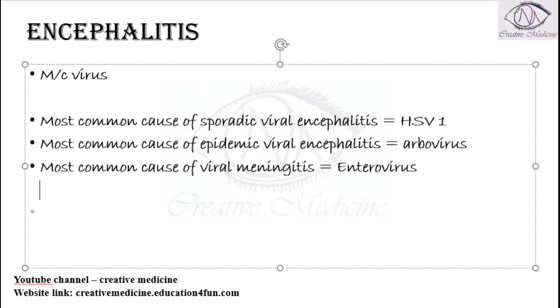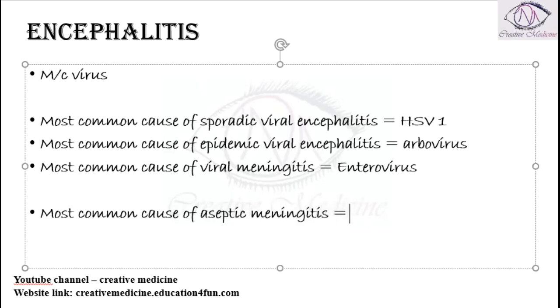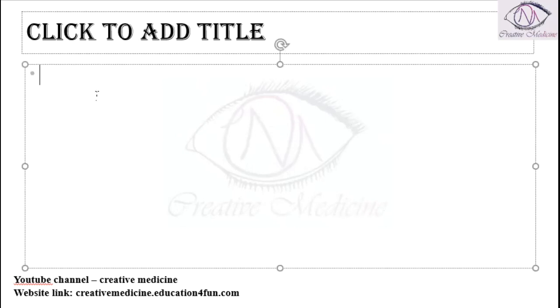Okay, now what are the other viruses? One more thing: if you were asked what is the most common cause of aseptic meningitis, the most common cause of aseptic meningitis is herpes simplex virus 2, and this aseptic meningitis is also called Mollaret meningitis. Okay, then what are the other viruses which can cause meningitis?